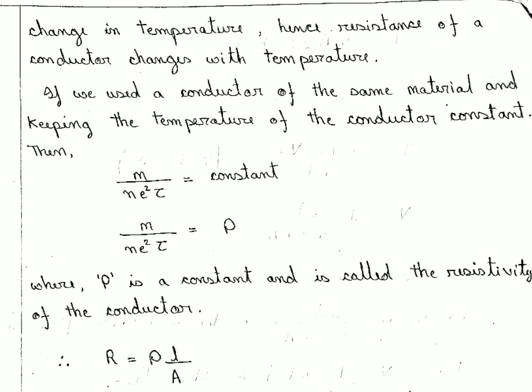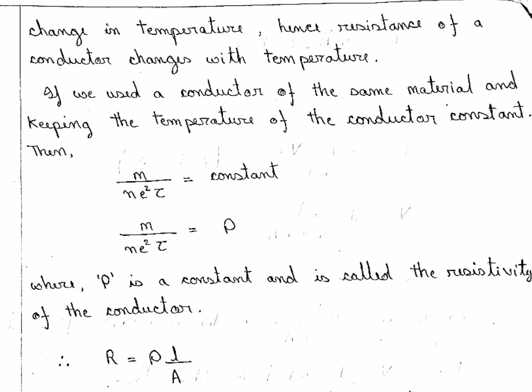Therefore, upon putting this value in the equation R is equal to ML divided by NE squared tau A, we get R to be equal to rho L by A. And here rho is constant. Remember, this rho is constant, and L and A can be changed. So here R depends upon the length and the area of cross section of the conductor also. How?